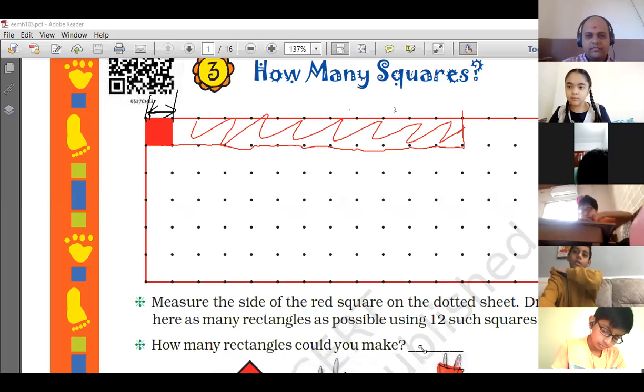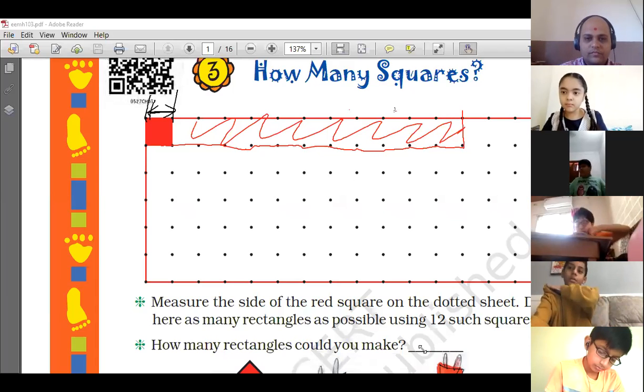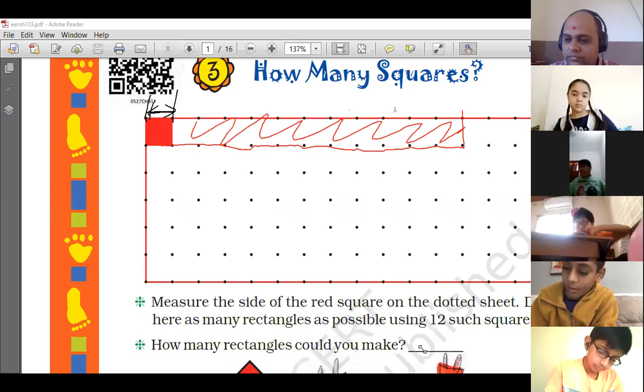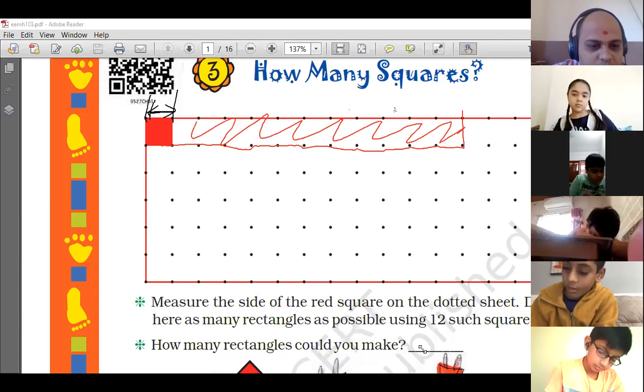Turn your camera towards that. Come on, let's do it. Come on, show me on your screen. Yes, very good, Mahir. Good job. You have done wonderful. First one. Now think about making other rectangles using 12 squares.